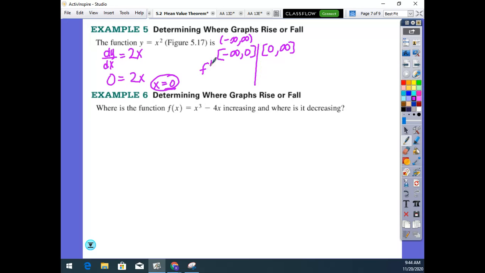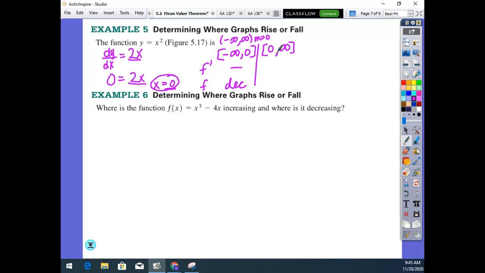And I'm going to look at, is the derivative positive or negative in that interval? Because this is where it's 0 slope. I want to find out what's happening before and after the 0 slope. So if I plug in a number that's in the interval negative infinity to 0, that would be negative 1. If we plug negative 1 into the derivative, that's negative 2. That's telling me the derivative will always be negative on that side. That means the function is decreasing.